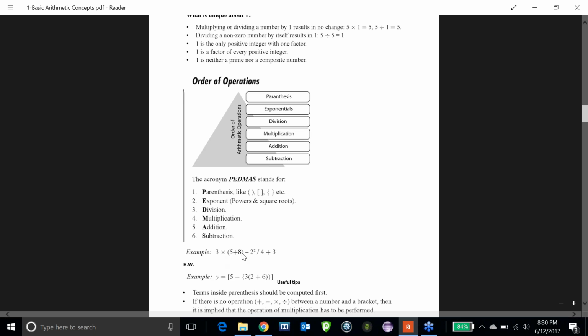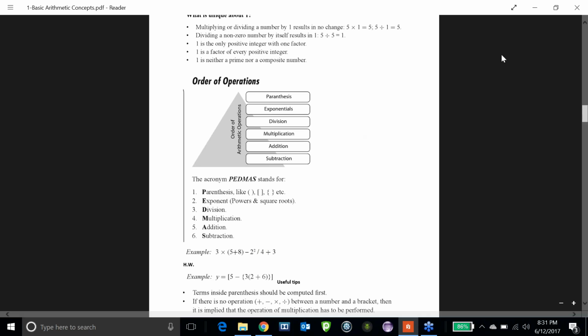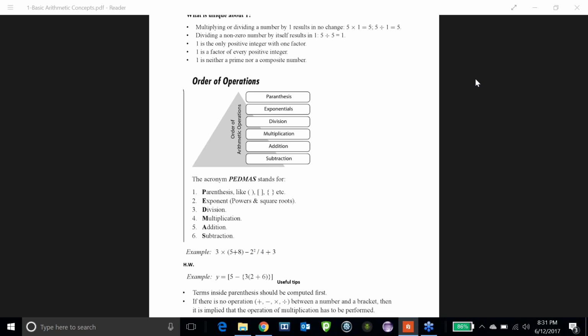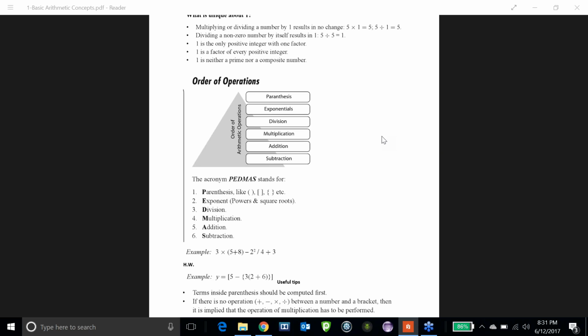So when there is an equation like this, first you need to go with the one which is in the parenthesis. You need to go with the order. I think this one I will show you on the board. Let me do it over here. So what is the question?